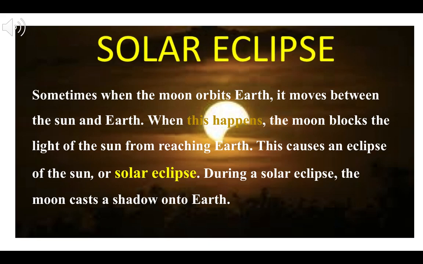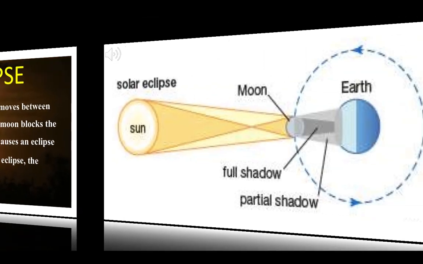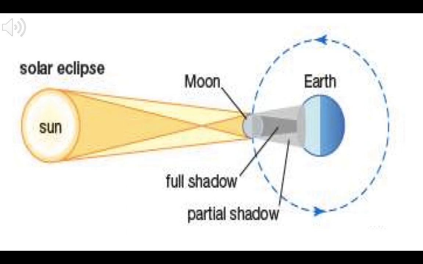Now, I will explain what a solar eclipse is. Sometimes when the moon orbits Earth, it moves between the sun and Earth. When this happens, the moon blocks the light of the sun from reaching Earth. This causes an eclipse of the sun or solar eclipse. During a solar eclipse, the moon casts a shadow onto Earth. Solar eclipses only last for a few minutes. Here is the diagram to show the complete phenomenon of the solar eclipse.